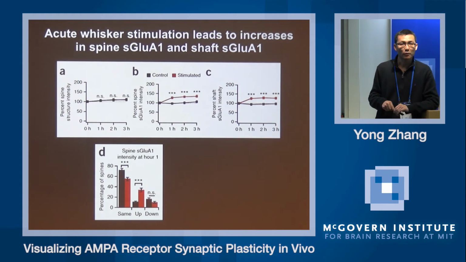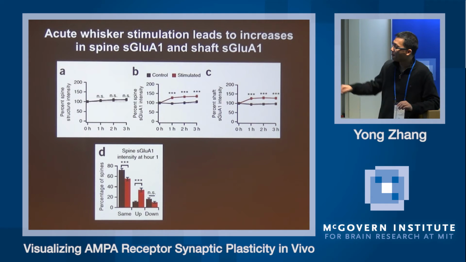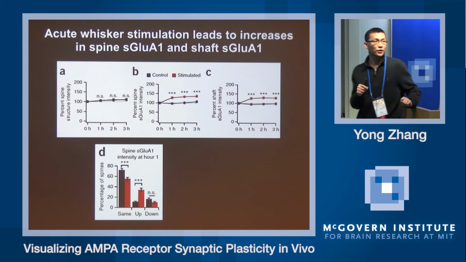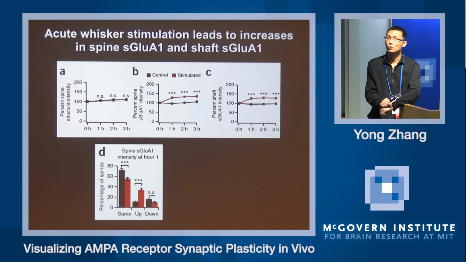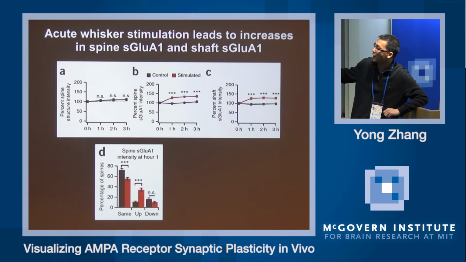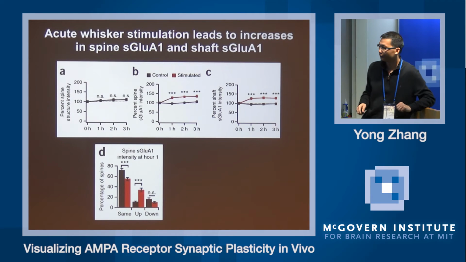So when we look at the spines individually, what we find is that only about 30% of the spines show a change in the spine surface AMPA receptors after whisker stimulation. The majority of spines don't show a change.